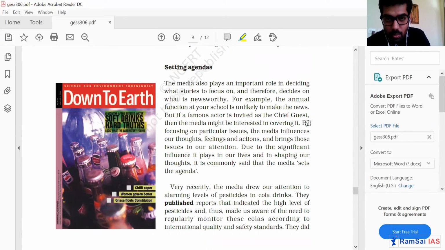So media used to shape the discourse. Media used to shape the narrative, what the country will discuss. Like today, suppose the budget is being announced, so the budget becomes the discourse. Prime Minister Modi ji announces a 20 lakh crore package. So that becomes the discourse.